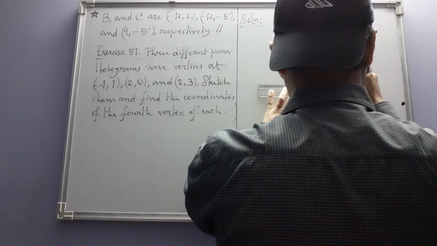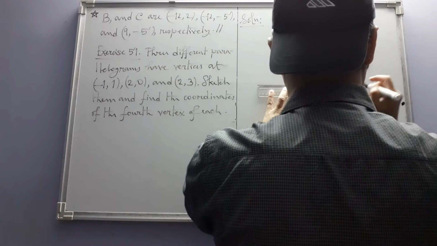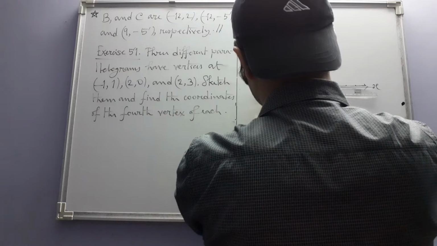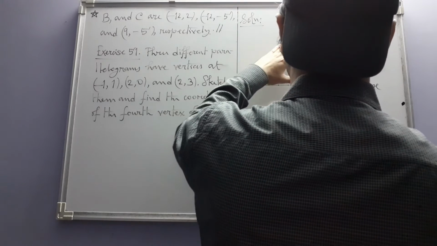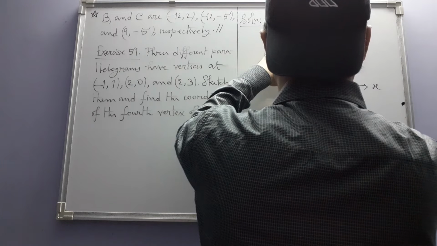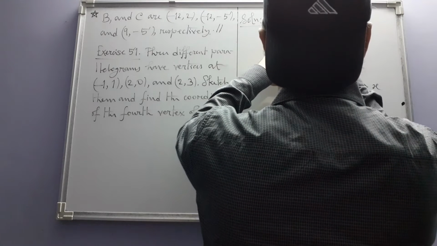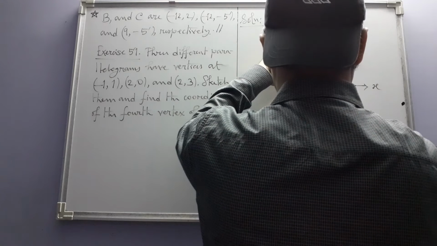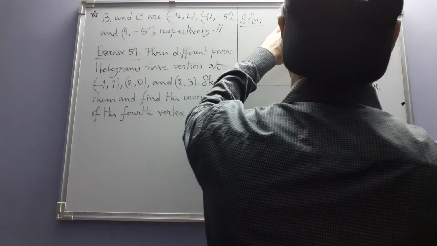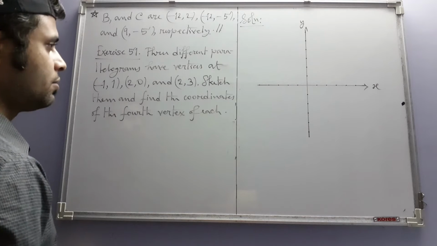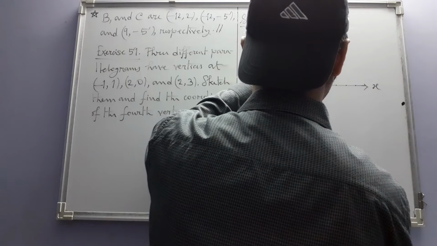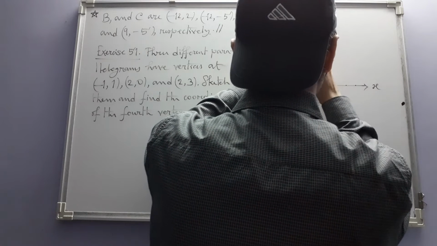Let's first put the points on the axis. Okay, -1, 1. So this is 1 point, 1 vertex.